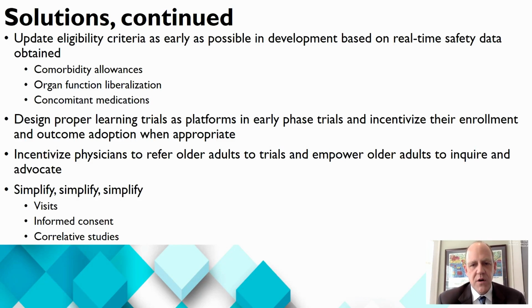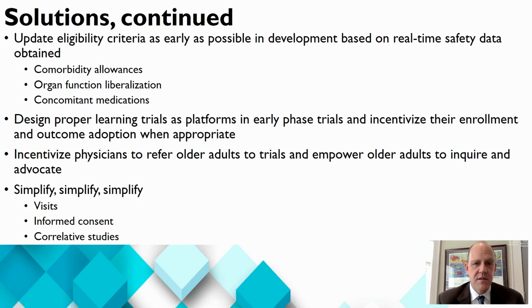We need to think about learning trials early on in early phase studies, as well as think about outcome adoption and enrollment as we go on into studies and drug development. We need to really incentivize physicians to refer older adults to early phase trials. That has been mentioned as a gap and a barrier repeatedly, and we've got to create an incentive package for all community oncologists and academic oncologists to refer those patients that are older to these early phase trials. And remember that we have drugs coming forward that have wider therapeutic indices, and eventually these drugs are going to be used in the older adults. So why not get early data as much as we can?